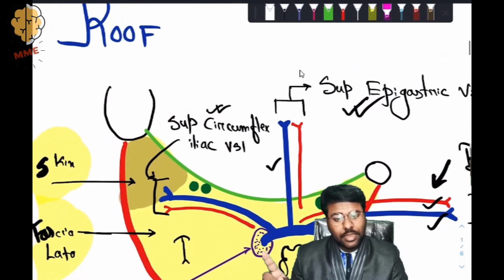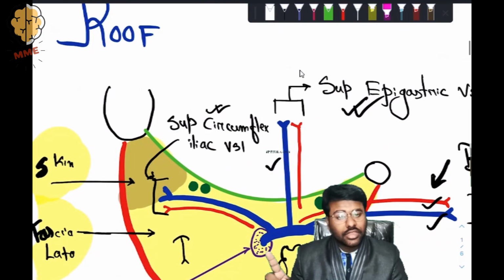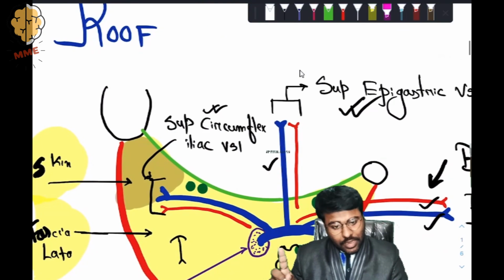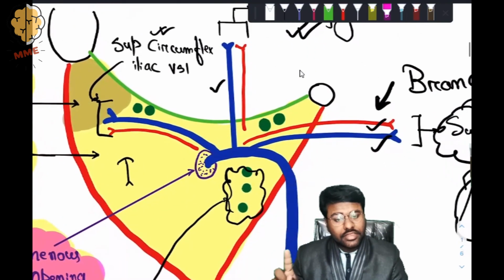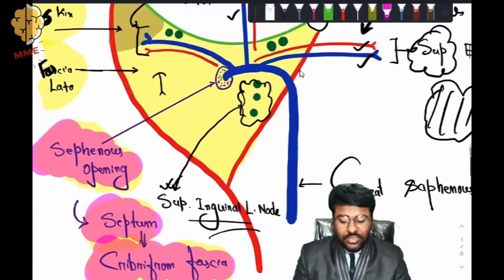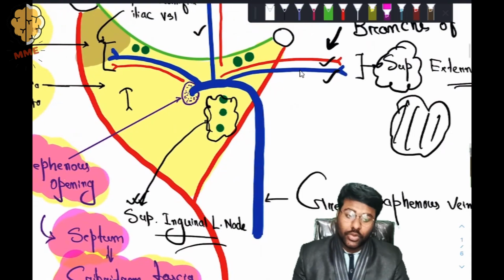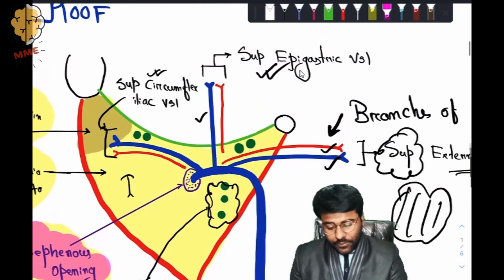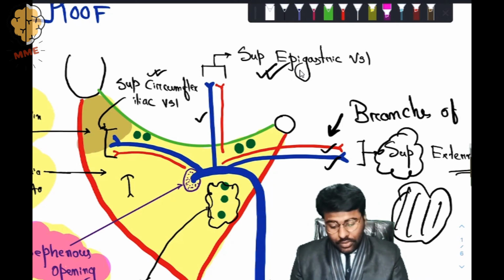Yes, this is the saphenous opening, and this structure is the cribriform fascia. And from the saphenous opening, there is a vein. This vein is the great saphenous vein. The great saphenous vein, coming up for draining, pierces the fascia into the saphenous opening, and it gives three branches.